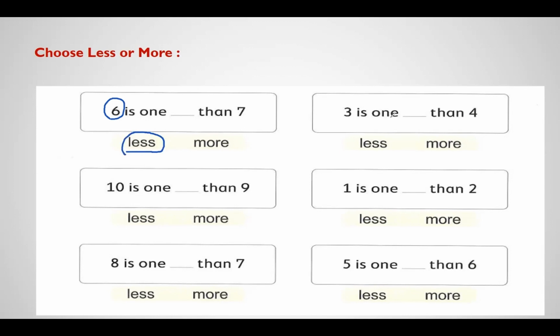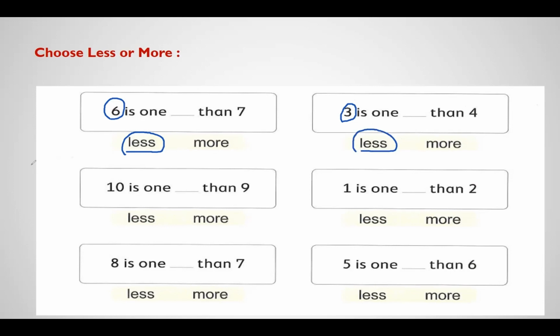Here, 3 is 1 less or more than 4. Look at number 3. Is this 3 small or big? We have 3 and 4. What's your opinion? What can you see? 3 is small or big? Of course, 3 is the small here and 4 is the big. So I am going to choose the word which means small. Small means less. So choose less.